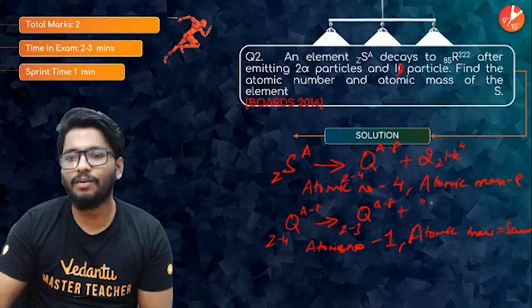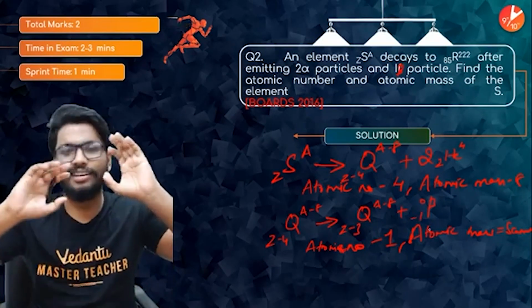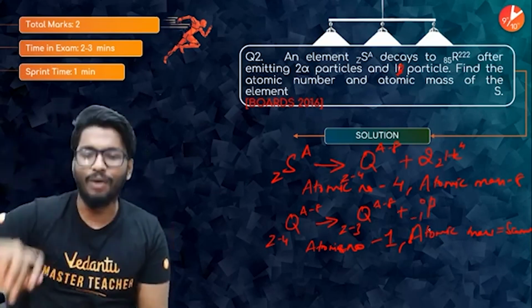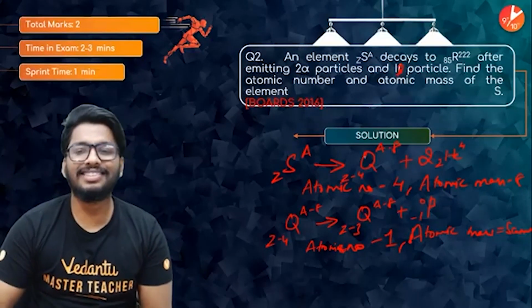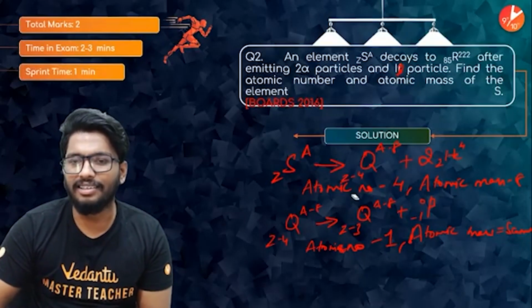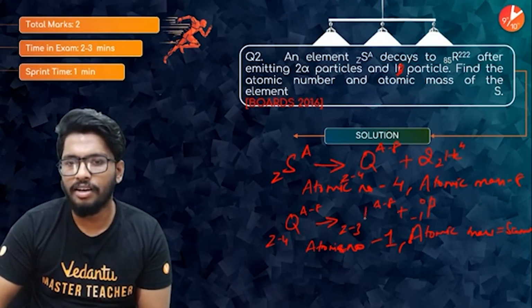Plus 0, beta minus 1 is your beta particle. So it is emitting 1 beta particle, and before that it also emitted 2 alpha particles. Now, I'll not call this Q anymore. I'll call this R, because the final element that you're going to get is nothing but R, since there's nothing else happening. So I'll write it as R.